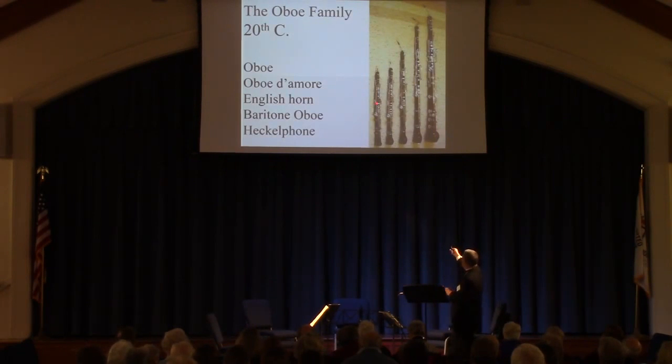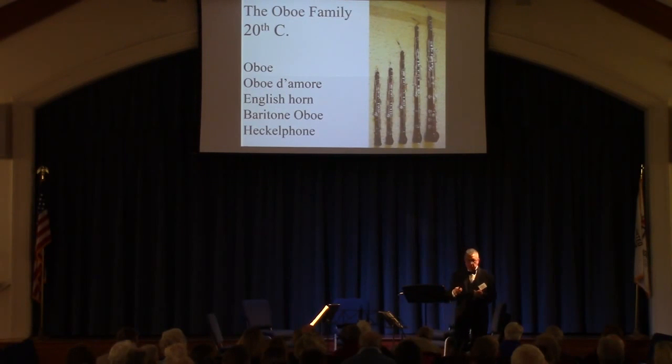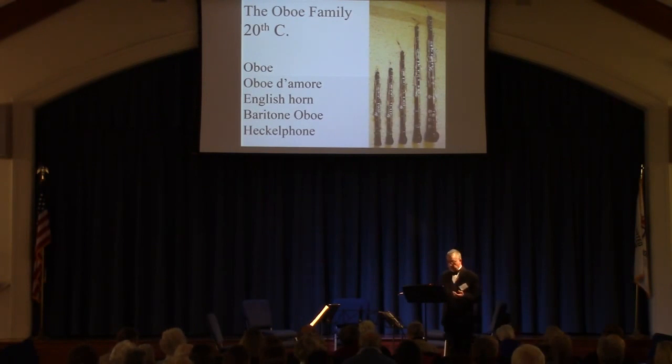Now this is the modern oboe family. Here is the oboe you just saw. The modern oboe d'amore, the modern English horn, the modern baritone oboe, and the Heckelphone. Now, the heckelphone is kind of an odd instrument. It's in the bass family of the oboe, but the reason it's called a heckelphone is because it was made by the German manufacturer of bassoons, the Heckel factory. So, for lack of another name, it's called the heckelphone.